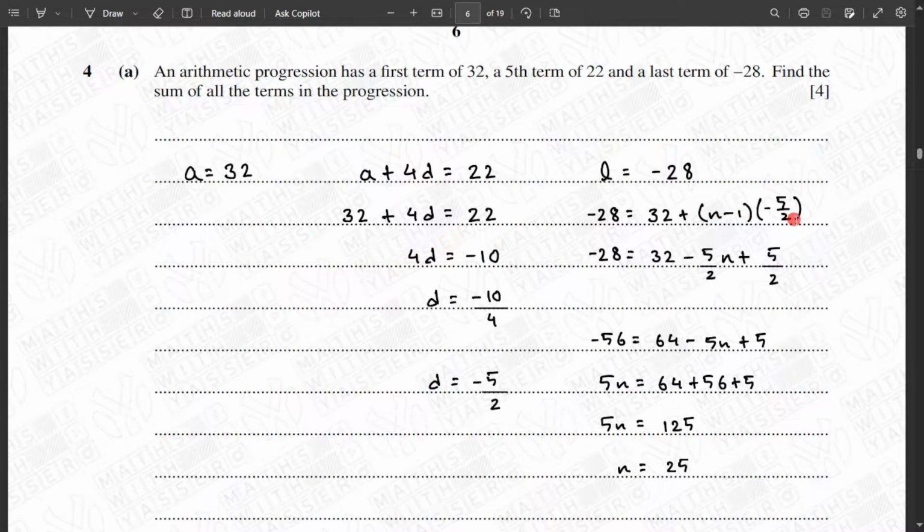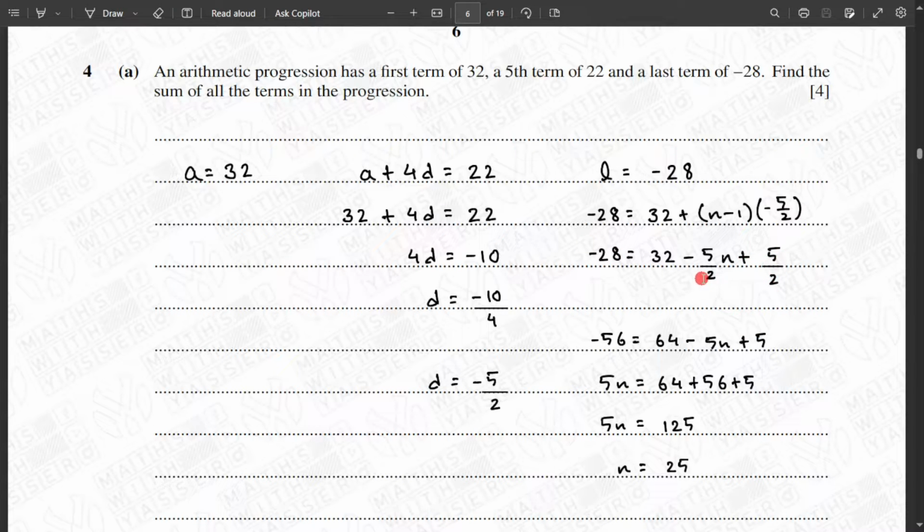So a plus n minus 1 into d, where we know the value of d now. So negative 28 should be equal to 32 plus n minus 1 times negative 5 over 2. So that will give us negative 28 equals 32 minus 5 by 2n, and negative negative will give you a positive, so positive 5 over 2.